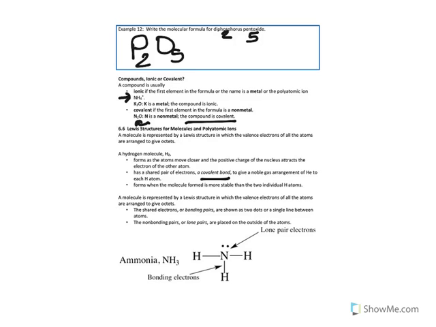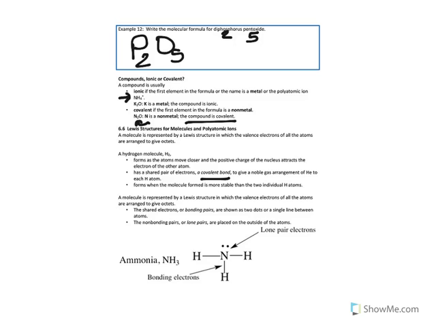Molecules form when their energy is more stable than the individual atoms alone. So an H2 molecule, or hydrogen, is more stable than 2 individual hydrogen atoms. We use a Lewis structure, which is a drawing, to represent this. The shared electrons, or bonding pairs, are shown as 2 dots, or a single line between atoms. The non-bonding pairs, or lone pairs, are placed on the outside of the atoms.